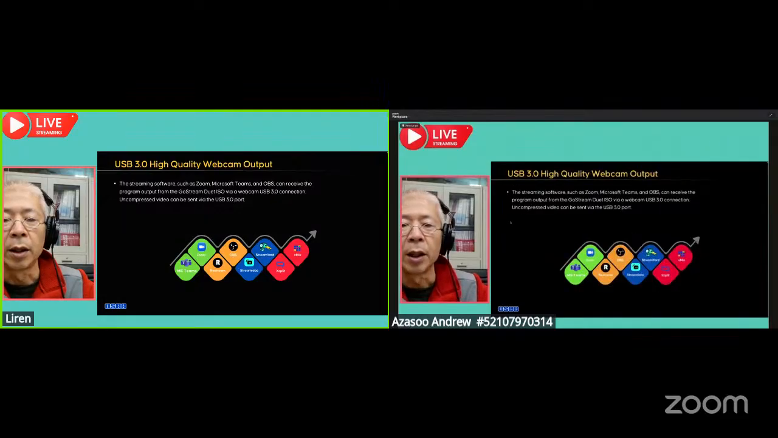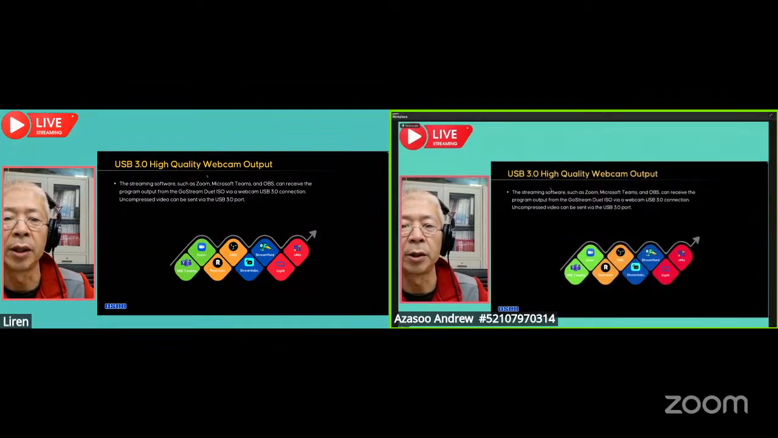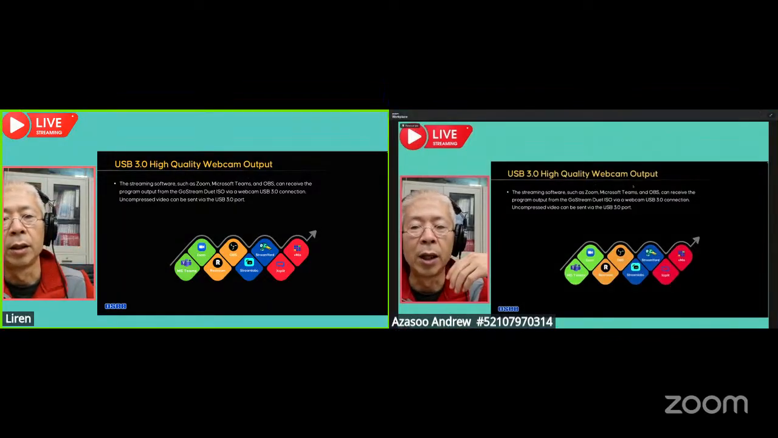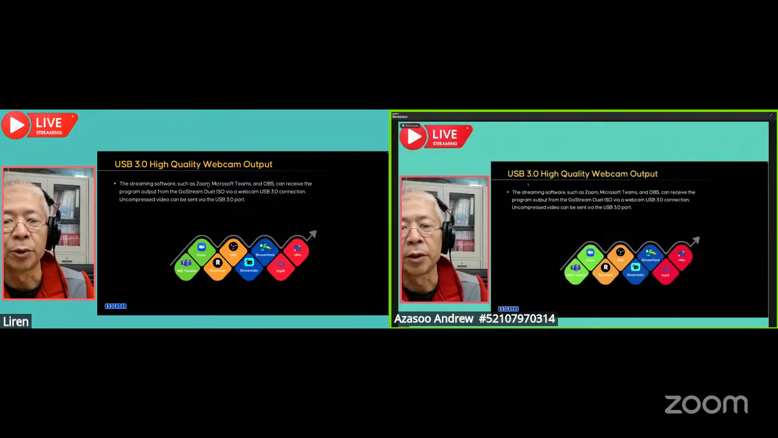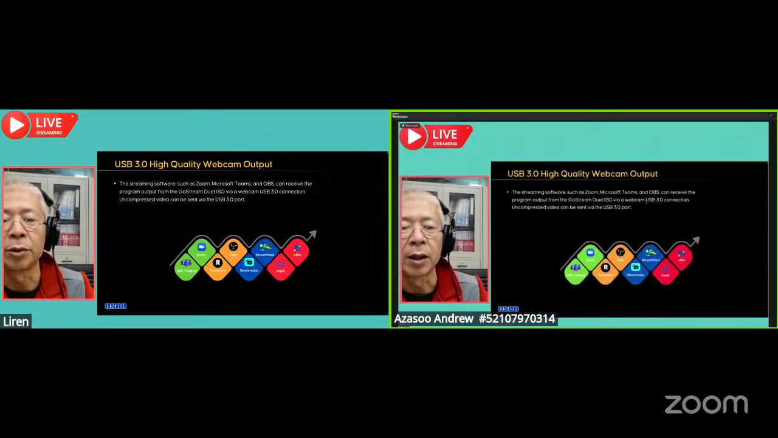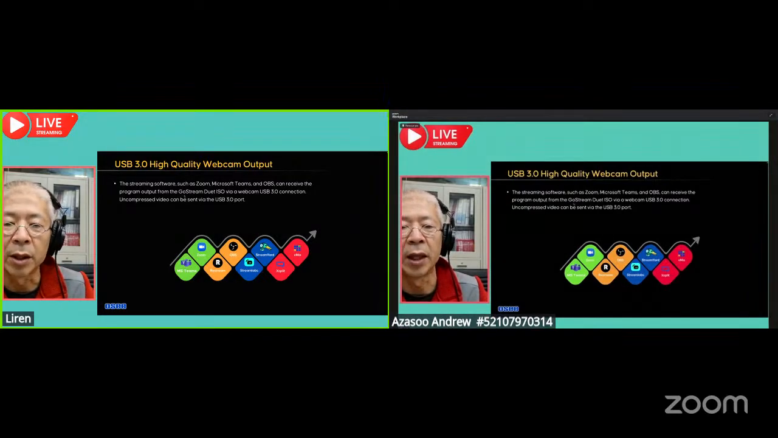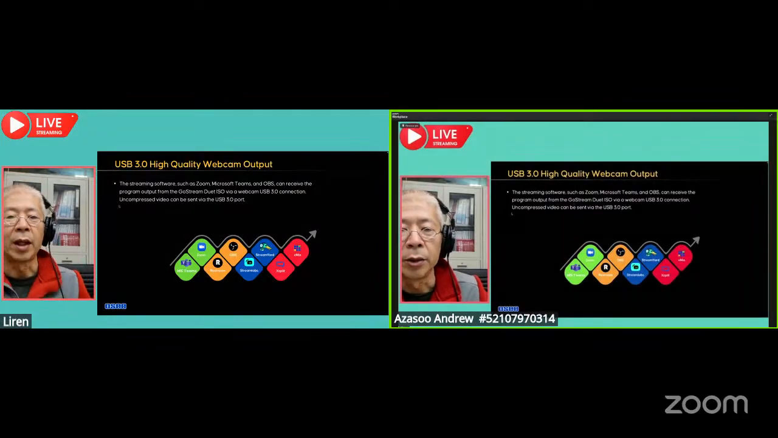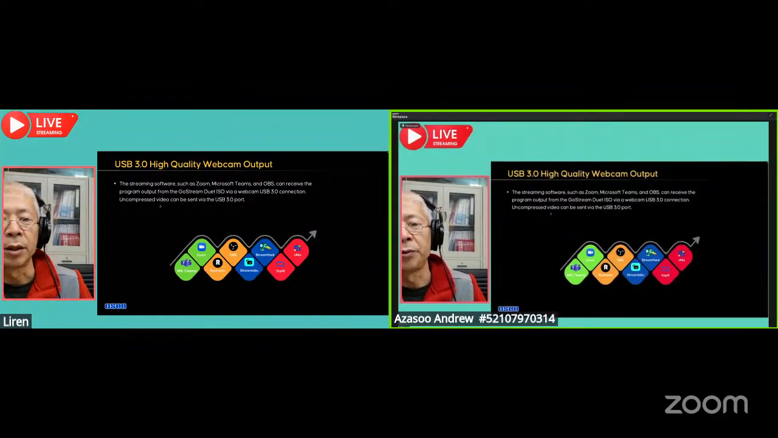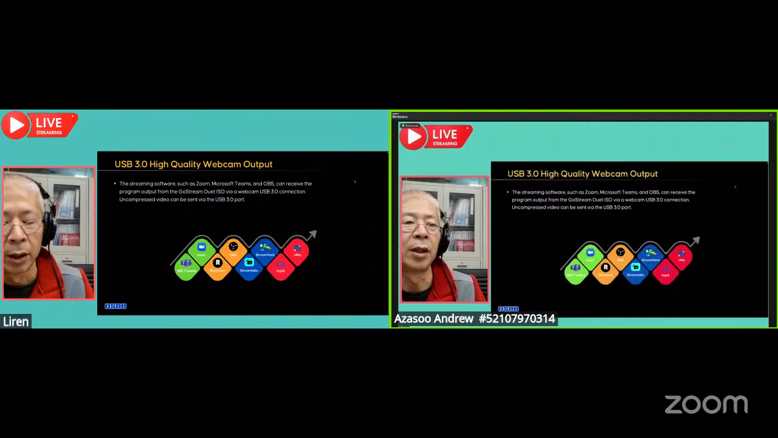And now on the GhostStream Delta ISO, we use USB 3.0 high quality webcam output instead of the original one. The streaming software like Zoom, Microsoft Teams, OBS can be connected to the webcam output of the GhostStream. And now GhostStream ISO can output uncompressed video directly to the streaming software.